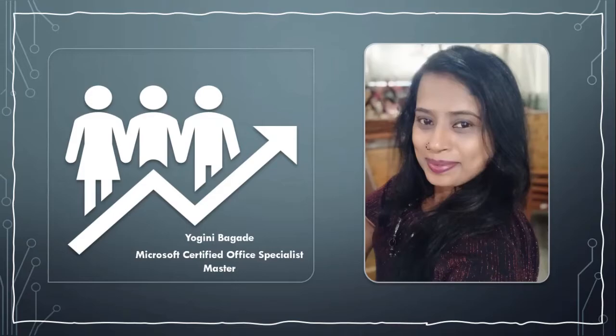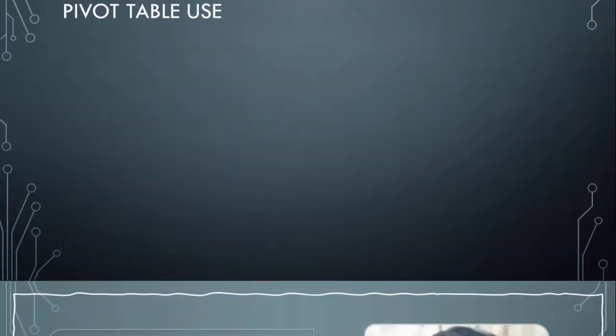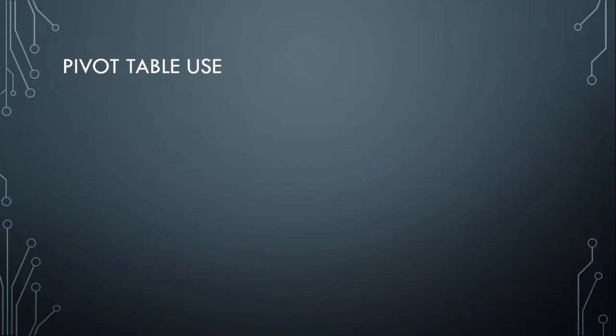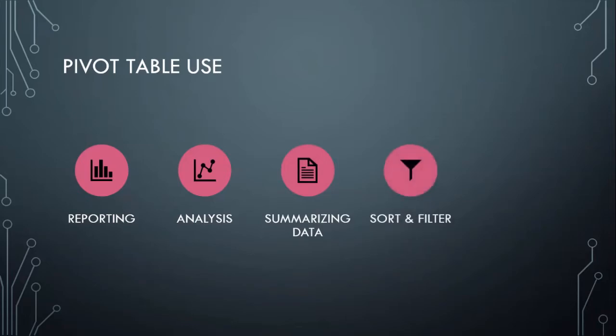Today we are going to touch upon a very important topic, and that topic is the use of pivot. So let us understand first what the uses of pivot are. First thing, it's used for reporting. Second, it is used for analysis. Third, it is used for summarizing your data. Fourth, it is used for sorting as well as filtering. And the last and the most important thing, it is used for drill down data.